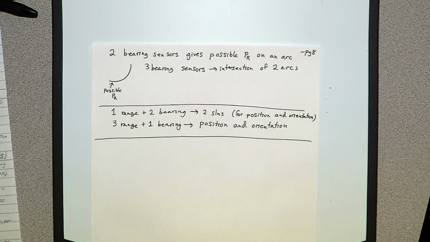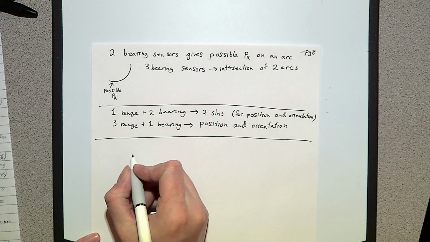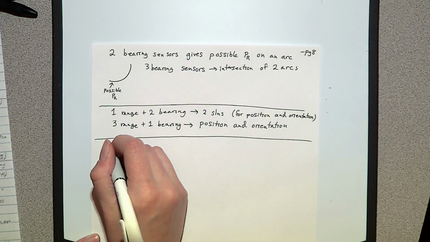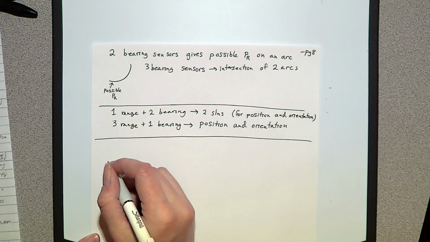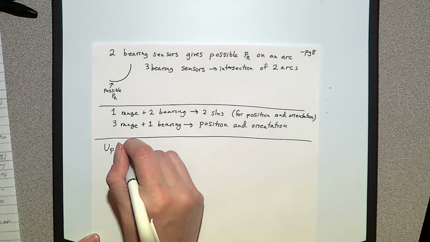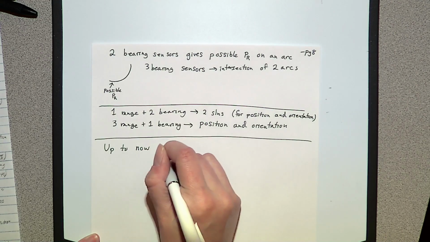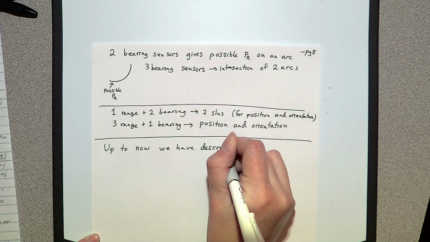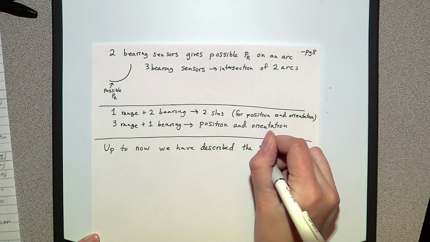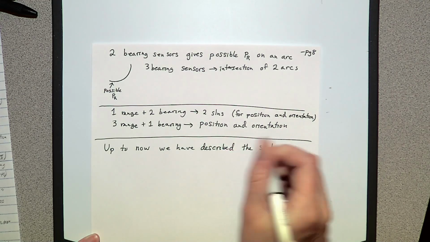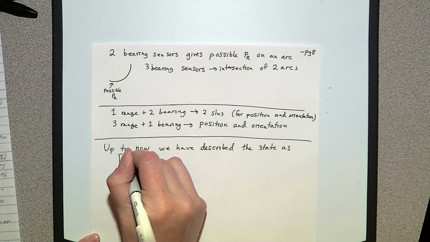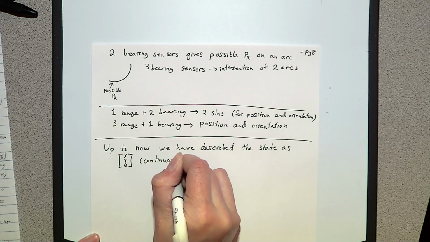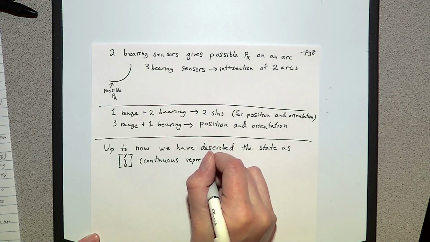So we'll talk about the way that we describe the state. Up to now, we have described the state as our x, y, theta, which is a continuous representation.